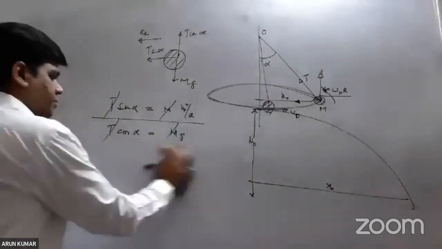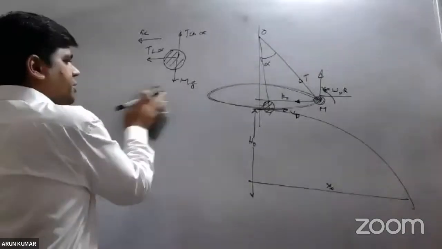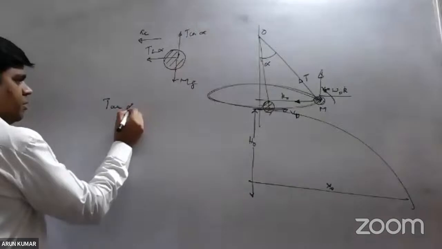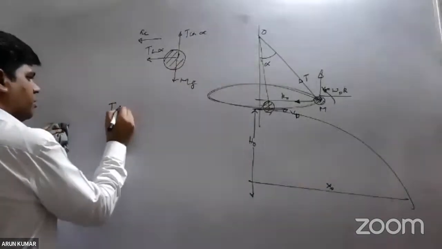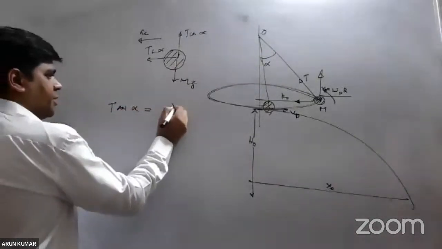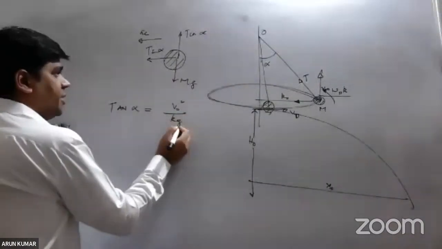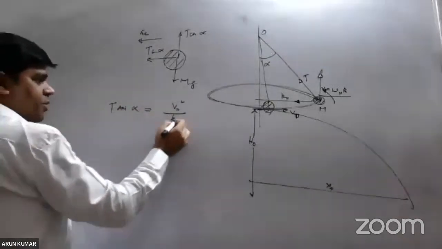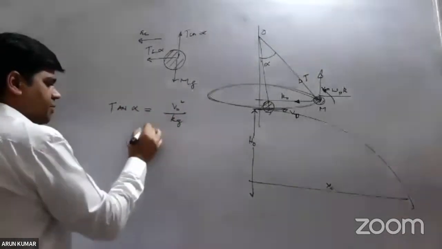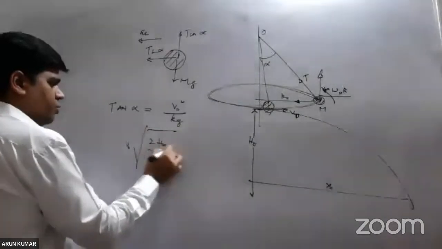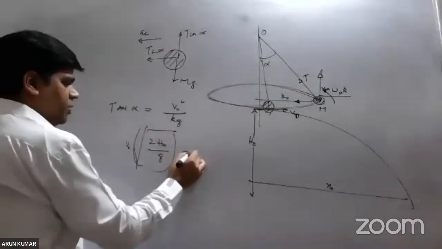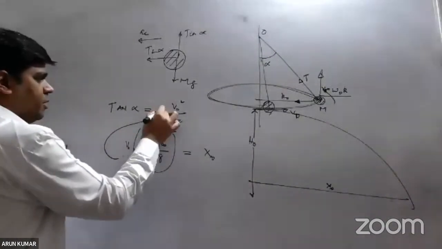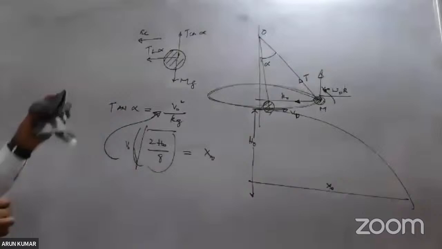So how do I do this? I know tan alpha is... see, you cannot remember everything. Tan alpha is V naught square by RG, and remember, so quickly you have to draw the FBD and do it. So V naught is what? V naught times root 2 h naught by g, as you all said, is x naught. I'll take V naught from here, plug it here. I'll get tan alpha. Alpha is tan inverse of that.